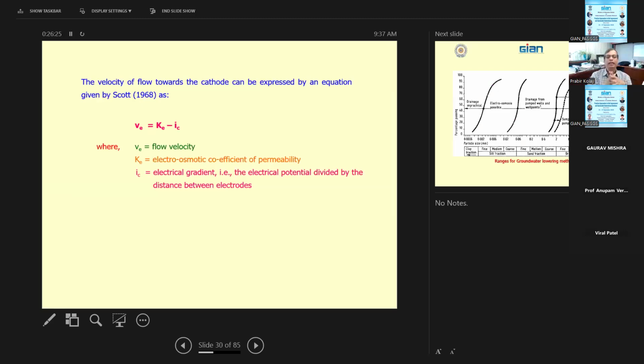It depends on the equation of Scott, 1968. So you can find the velocity of flow as k times i_c. Here k is not the permeability, it is the electroosmotic coefficient of permeability, because it's an electric gradient. And i_c is the same as i, the hydraulic gradient, which is the head loss divided by the distance. Same thing over here: the electric gradient is the electric potential divided by the distance between these two electrodes, exactly the same.